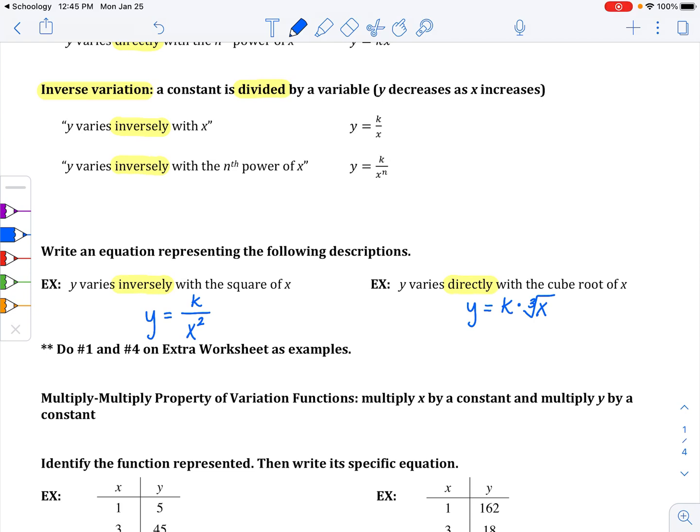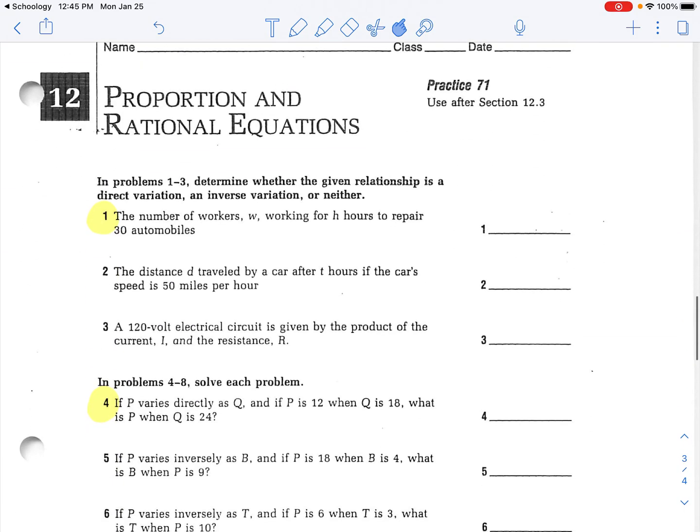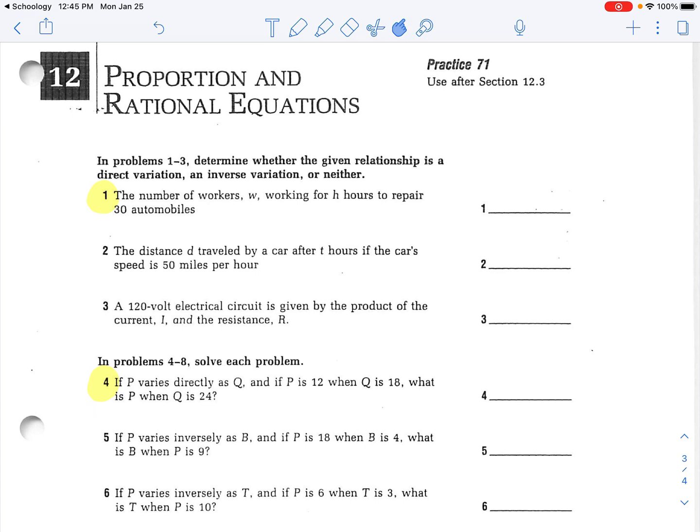I'm now going to jump to number 1 and number 4 on the extra worksheet. This extra worksheet you can find as Day 7 Notes Extra, possibly in your notes folder, or it's going to be called the Day 7 Practice in your practice folder. So take a minute, go to Schoology and find that. I actually have it on the bottom here. It looks like this. This is your Day 7 extra worksheet that we want to look at. In particular, we're going to look at number 1 and number 4.